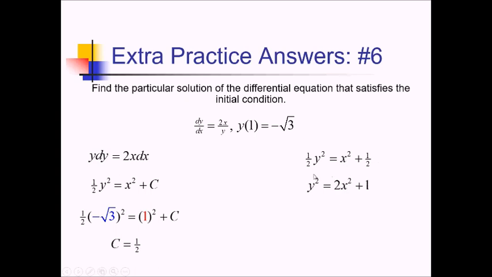And at this point, I have to take the square root of both sides. Now be careful, because when you square root, you get a plus and a minus root. And we have to pick just one of those for the particular solution. You can't have both. So looking at my initial condition, I see the y value up here, negative radical 3, is just in general negative. So that means I have to write y equals something negative. So in this case, we're going to have y equals negative radical 2x squared plus 1.